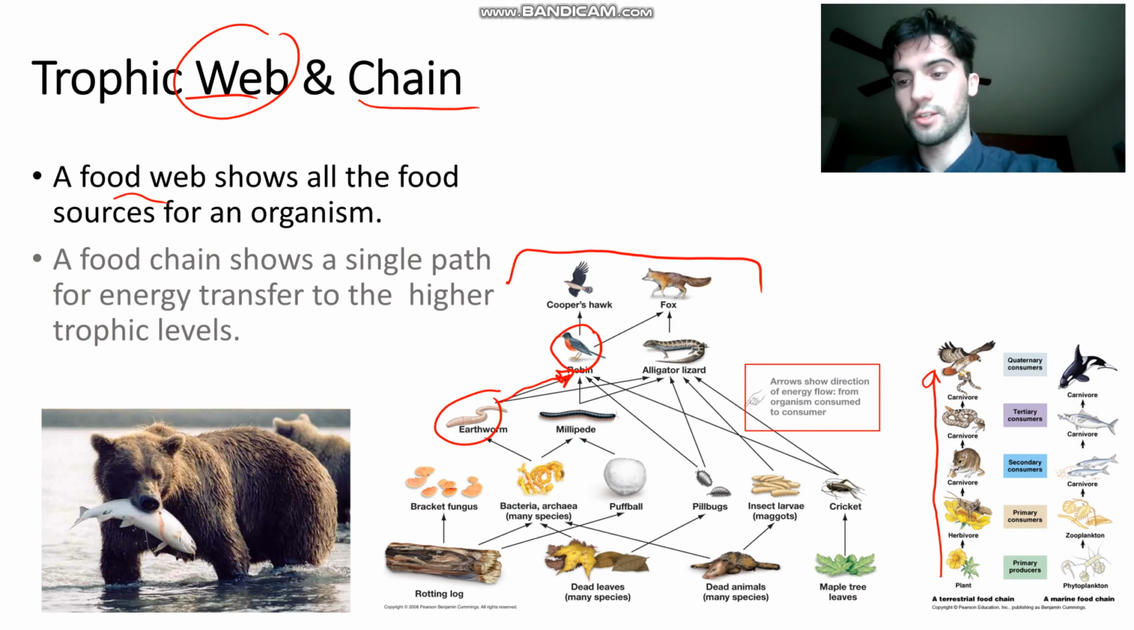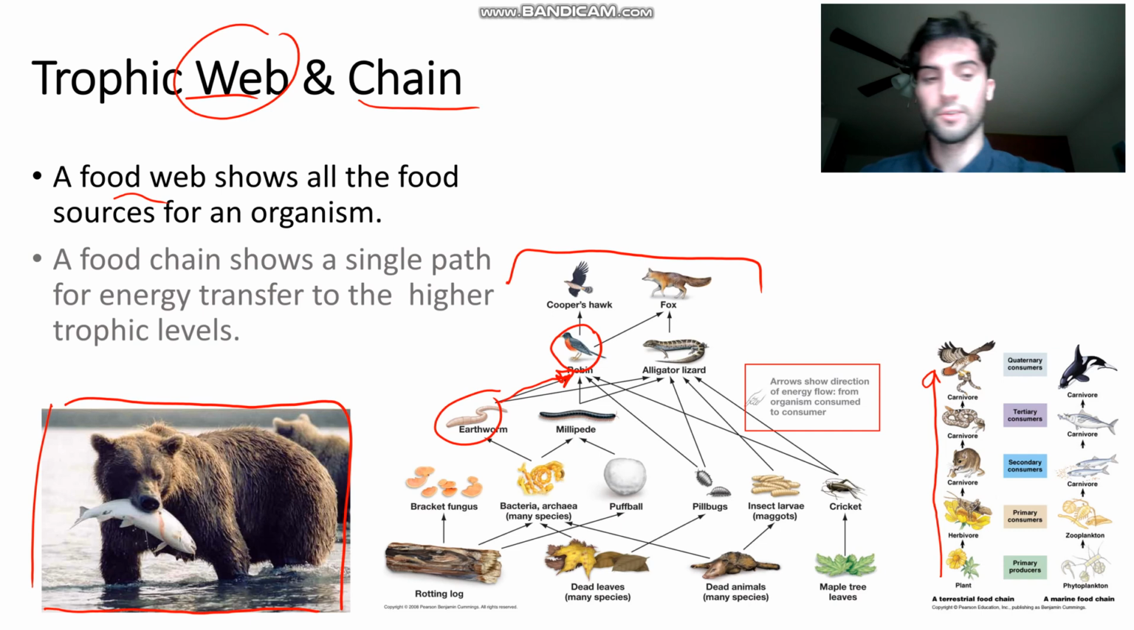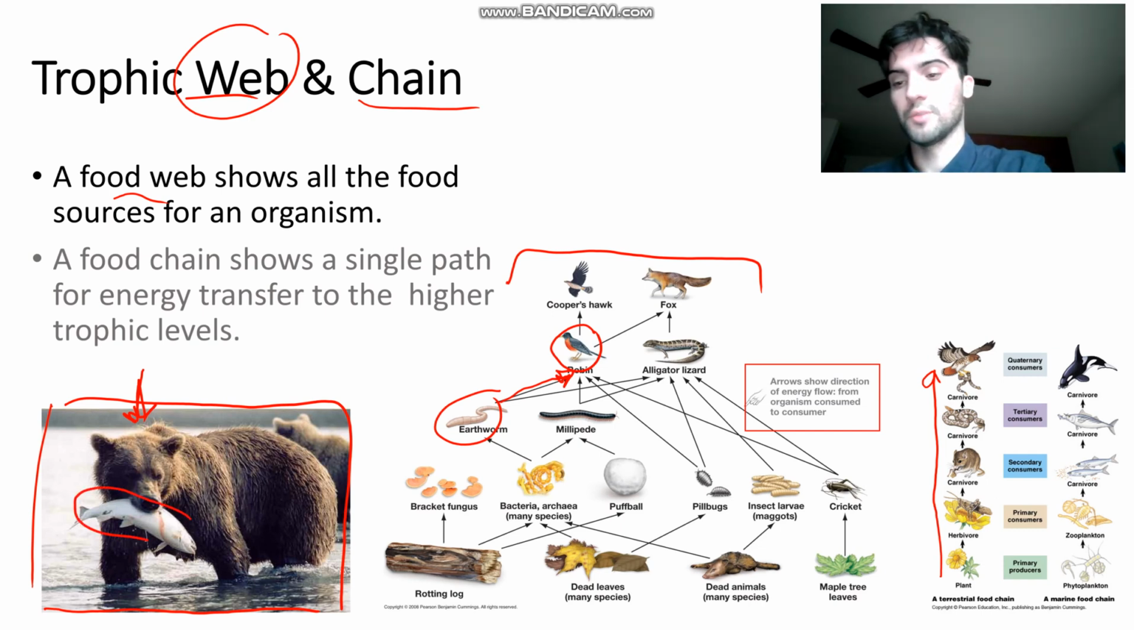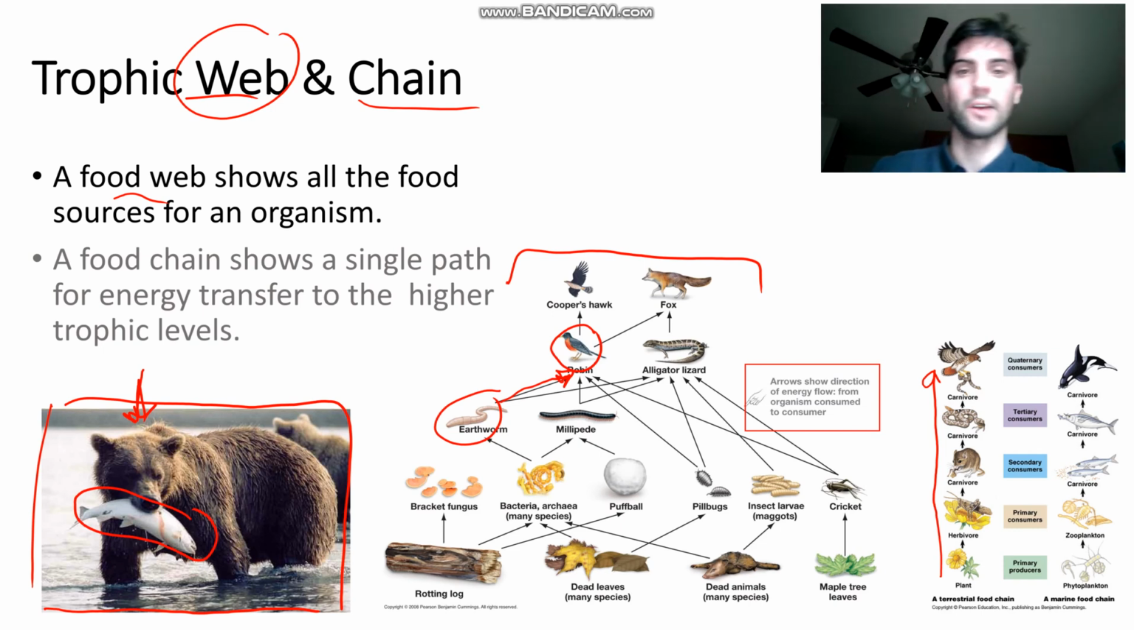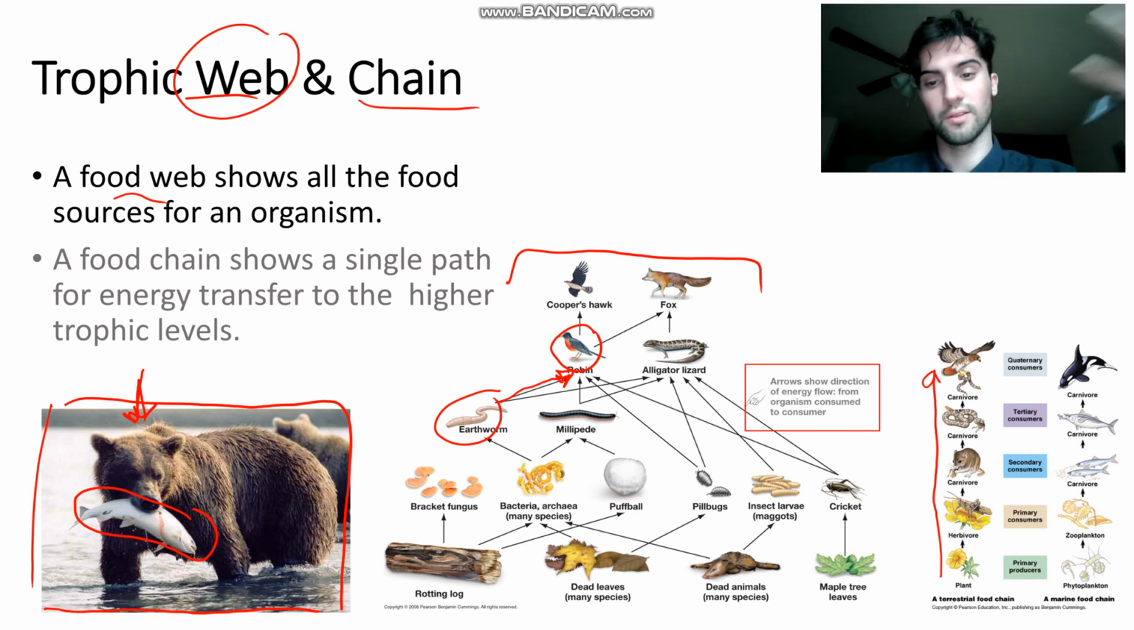So I want to ask you this question: is this a primary consumer? This guy here? No. So maybe the fish is the primary consumer that feeds on algae, for example, and the bear is a secondary consumer. Or if the fish is carnivorous and feeds on barnacles, then the fish is a secondary consumer and the bear is a tertiary consumer. Okay?